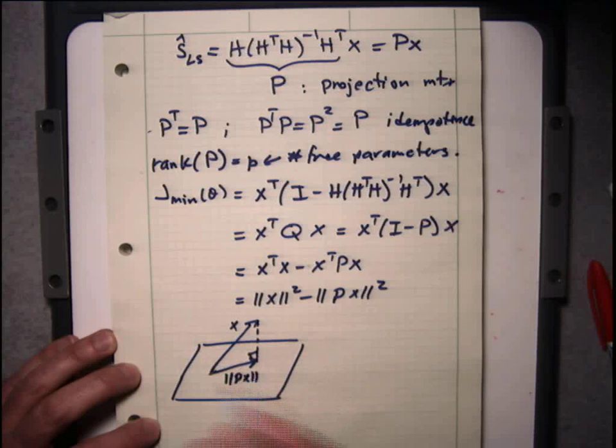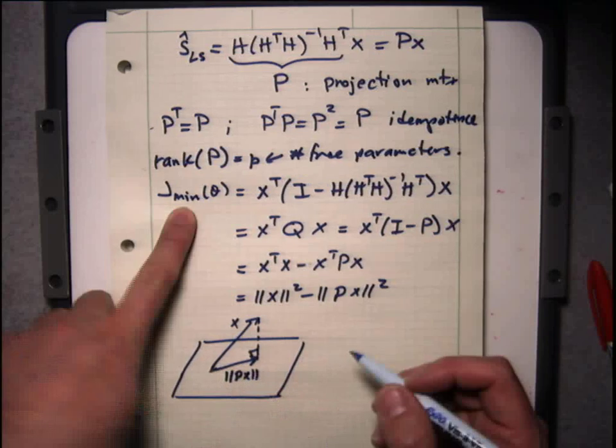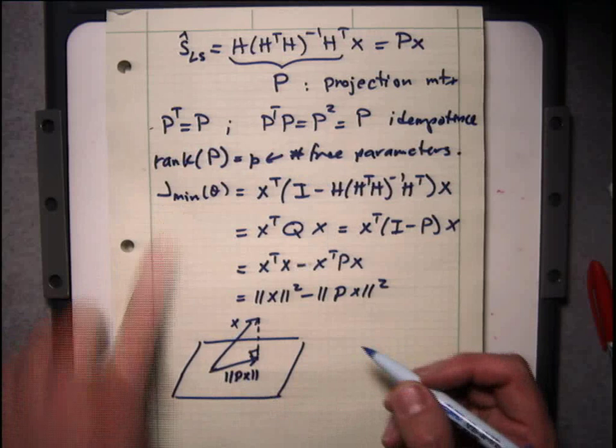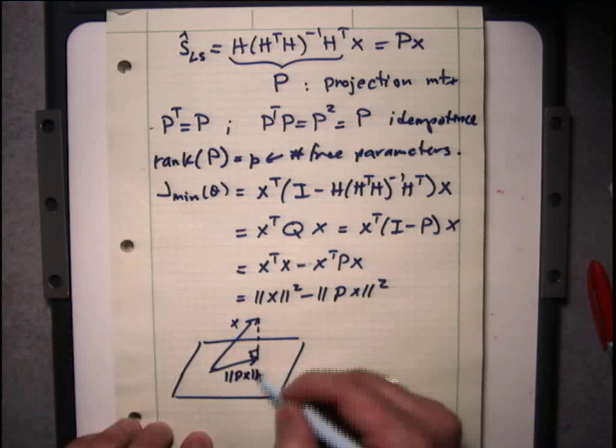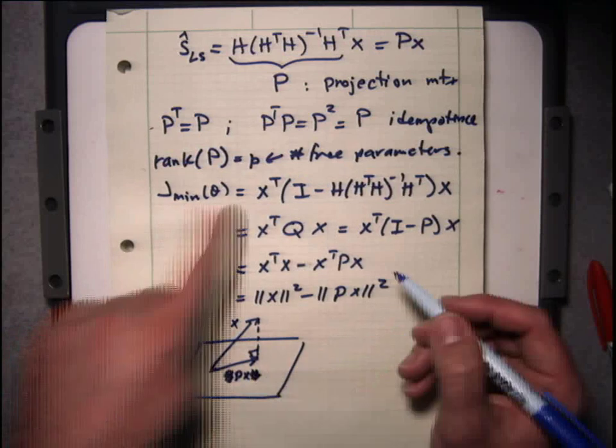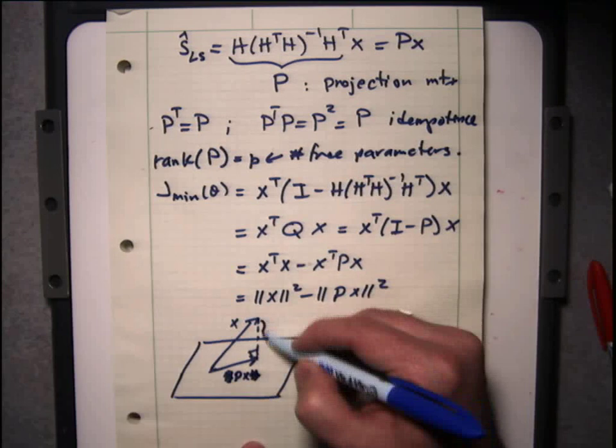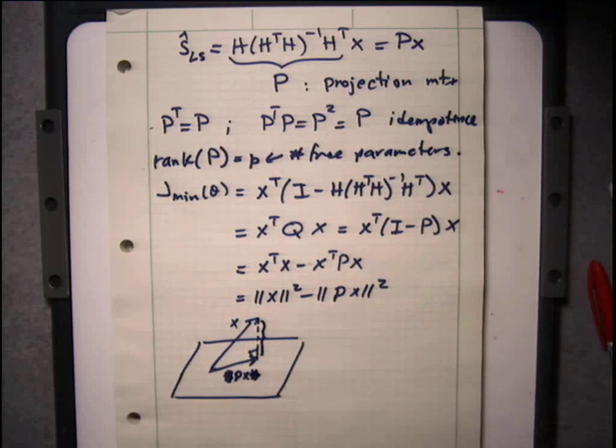So the minimum of this cost function is in fact the length of this projection. It's the orthogonal distance between that point and the space that you're looking at, which shouldn't be surprising. That's the smallest you can make the error.